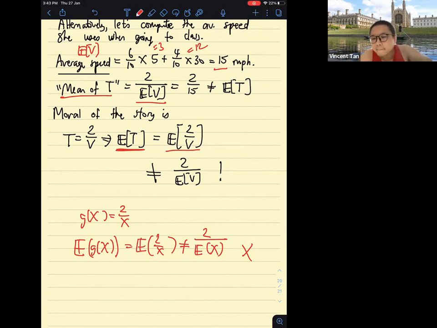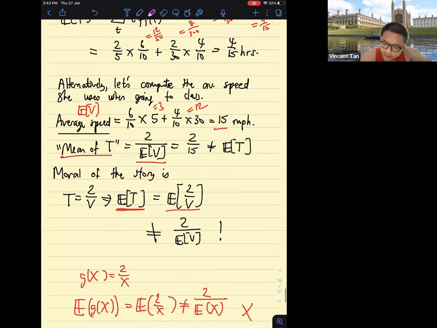Okay? So this last statement is not true. As you can see here, these two numbers are not the same. All right? So if G is not linear, then you cannot do this. This expectation and function is not commutative. That's what it's called. This number and this number is not the same.